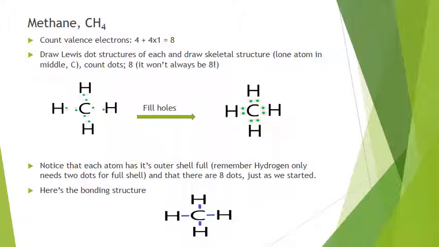Alright, let's go to methane. Methane is CH4. Count the number of valence electrons. Carbon has 4. Each hydrogen has 1. Equals 8. So there has to be a total of 8 dots. Okay, the last 3 examples, they all had 8, but that won't always be the case. So come up with the skeletal structure, put the dots in, and then fill the holes.